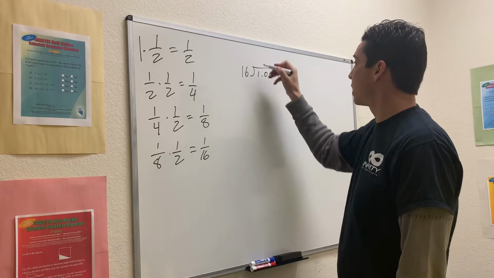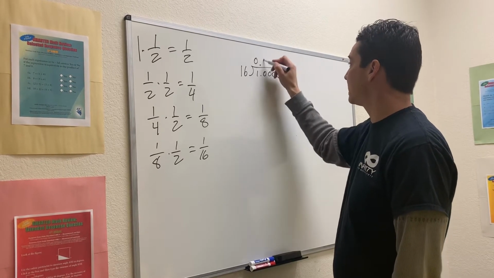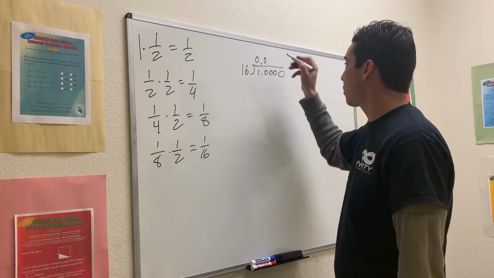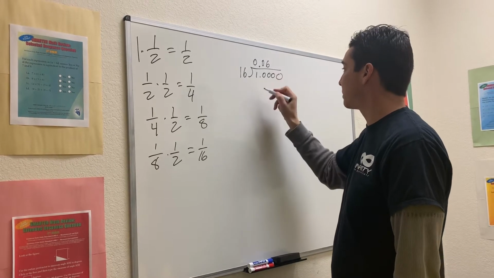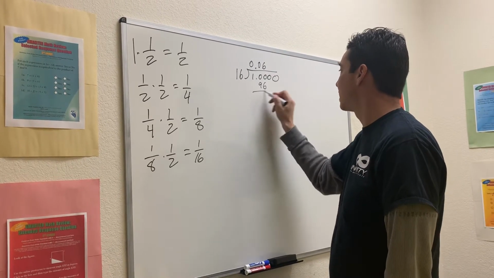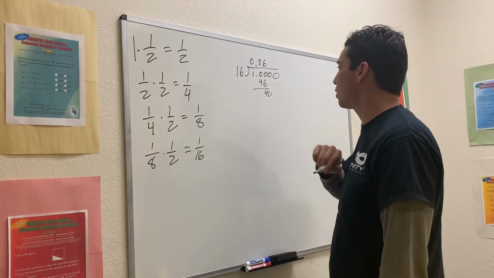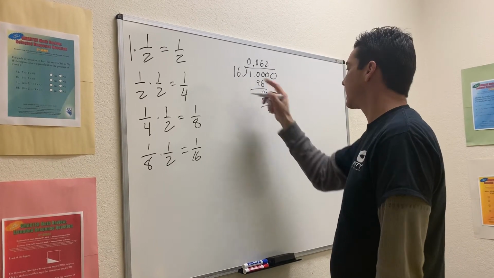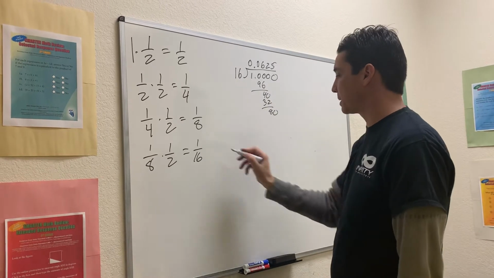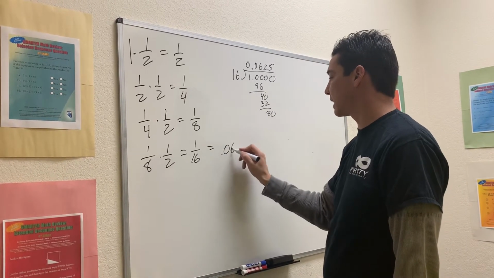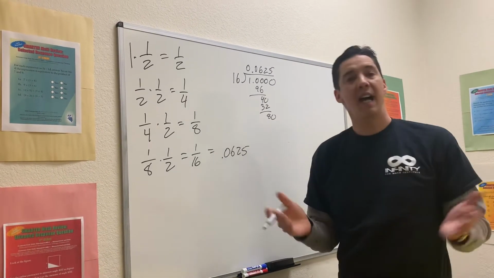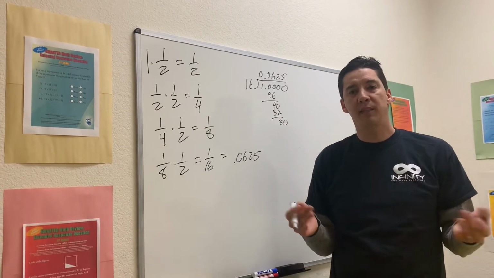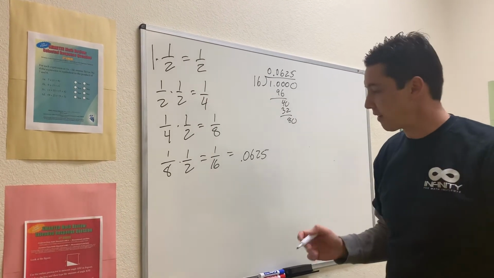16 goes into 1 0 times, goes into 10 0 times. 16 goes into 100 6 times. 6 times 16 is 96. 40, 16 goes into 40 2 times. And 16 goes into 80 5 times. So it's actually 0.0625.